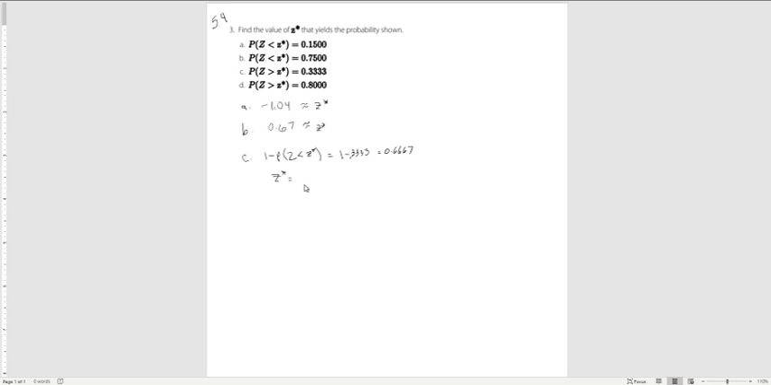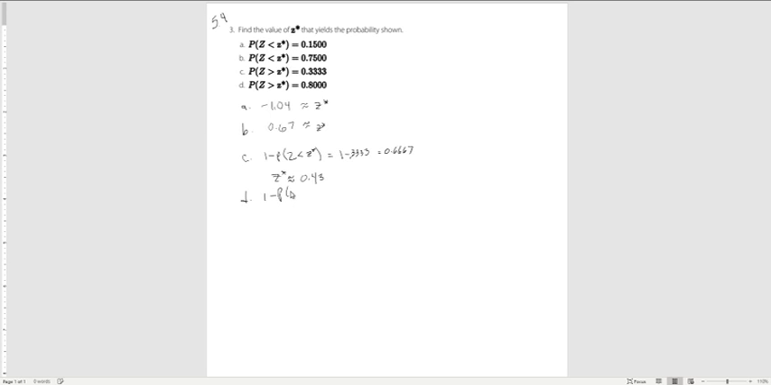Okay, so our z star is going to be, we'll look up in the table for 0.6667, and let's see, there's a 0.6664, that's really close. That's in row 0.4 and in column 3, so again approximately 0.43.